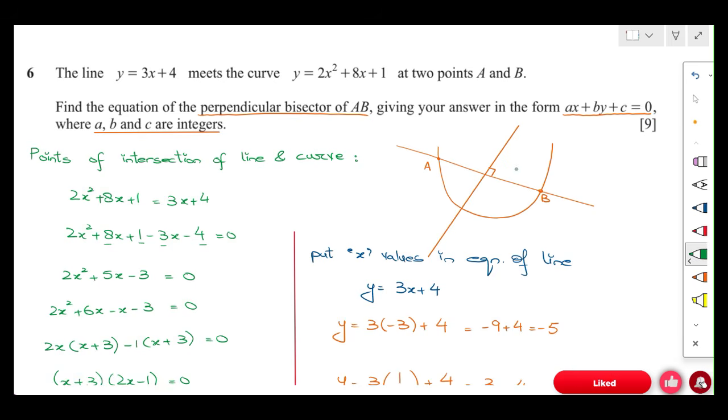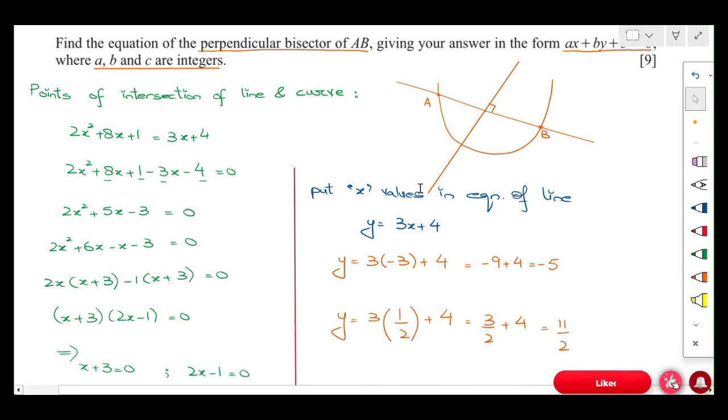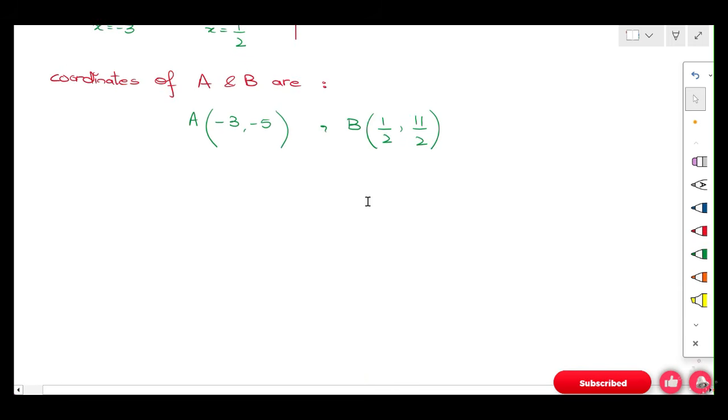Now we have to find the line which is perpendicular to this line AB. So for perpendicular, first we need to find the midpoint of the line AB and then the gradient of the line AB. We know that the gradient of the line is 3, right? So no need to figure that out, just figure out the midpoint of AB.